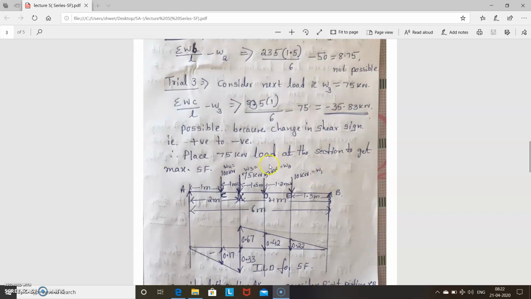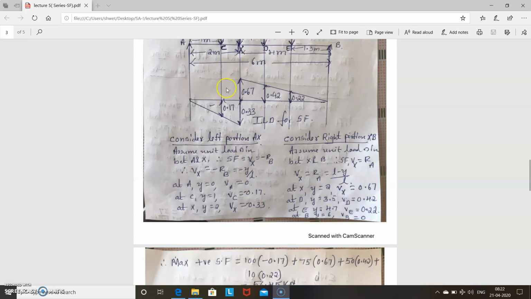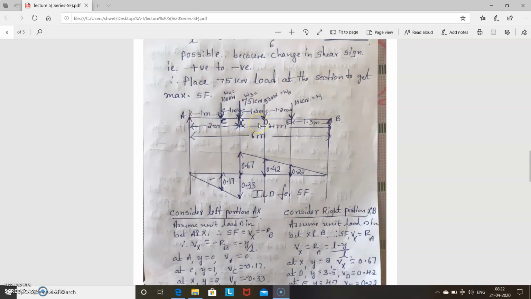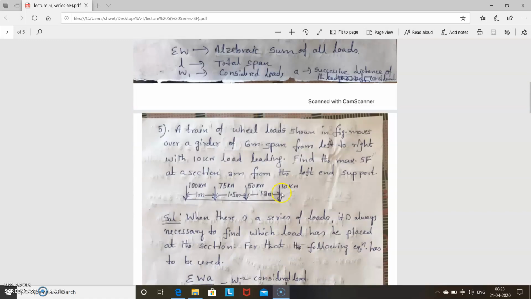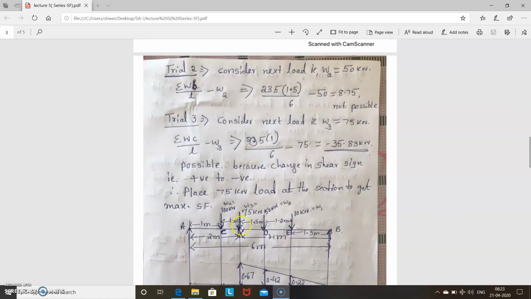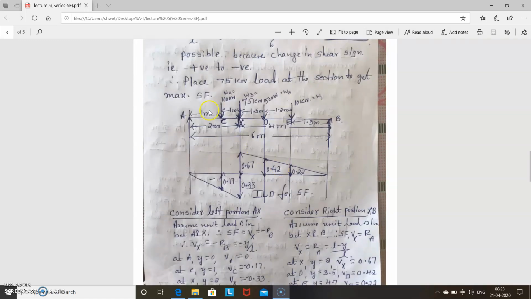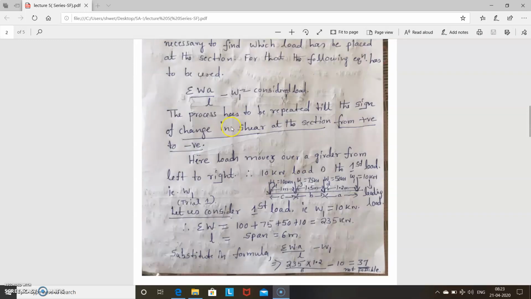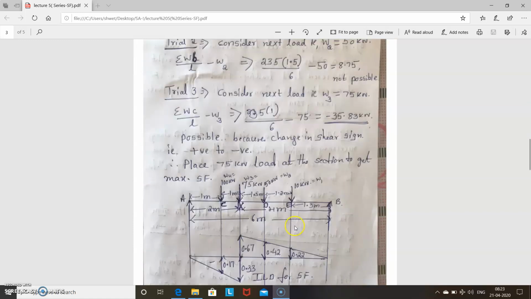So now we can conclude that you have to place the 75 kilonewton load at the section to get the maximum shear force. So what you have to draw? You have to draw a simply supported beam AB of span 6 meter. It is given 6 meter. So draw that and then place this loading system on the beam. Same, you have to place this loading system on the beam.